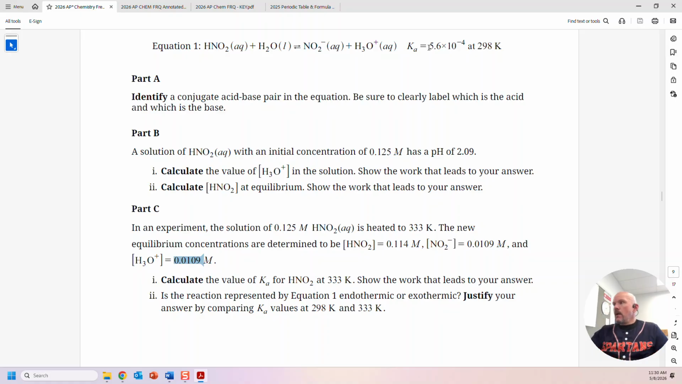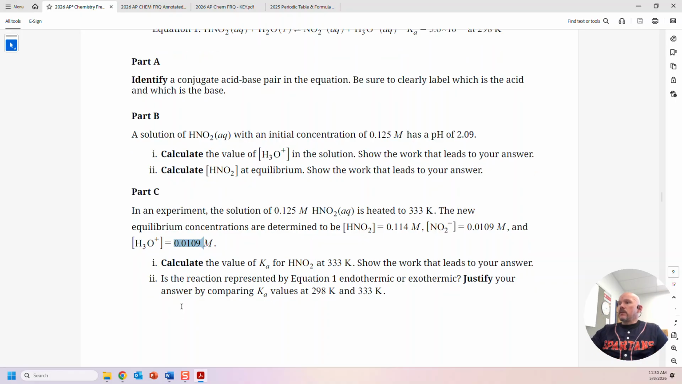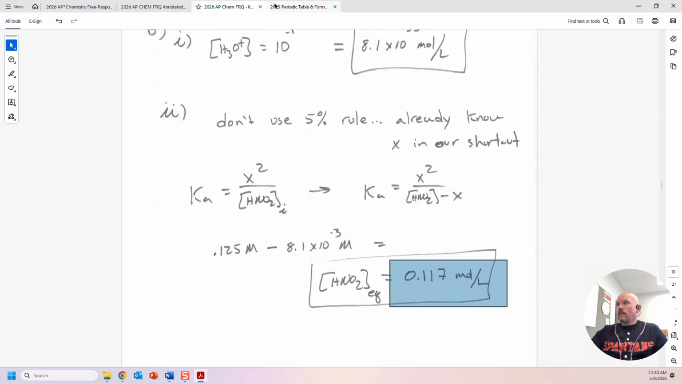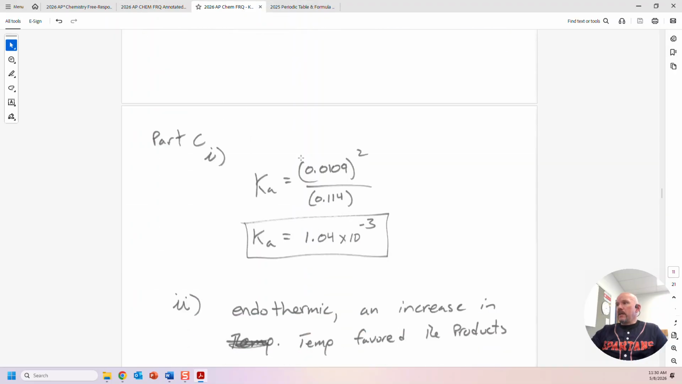Okay. And so it's saying first, just calculate the new Ka. So we can go and calculate the new Ka. It would just be the concentration of hydronium and nitrite squared divided by the equilibrium concentration of the HNO2 that they gave you. And then you get that Ka value.